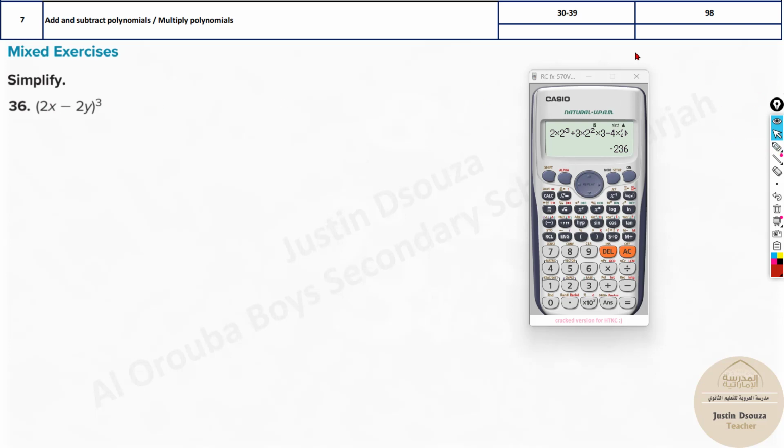If you know that formula, let's try over here. The a minus b whole cube identity is given as a cube minus 3a square b plus 3ab square minus b cube. I'll tell you how to remember this. There's an easy way. This is how I remember.